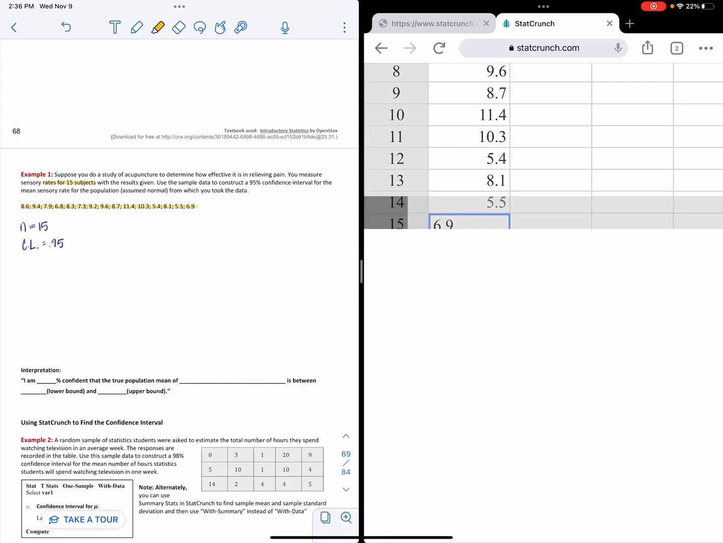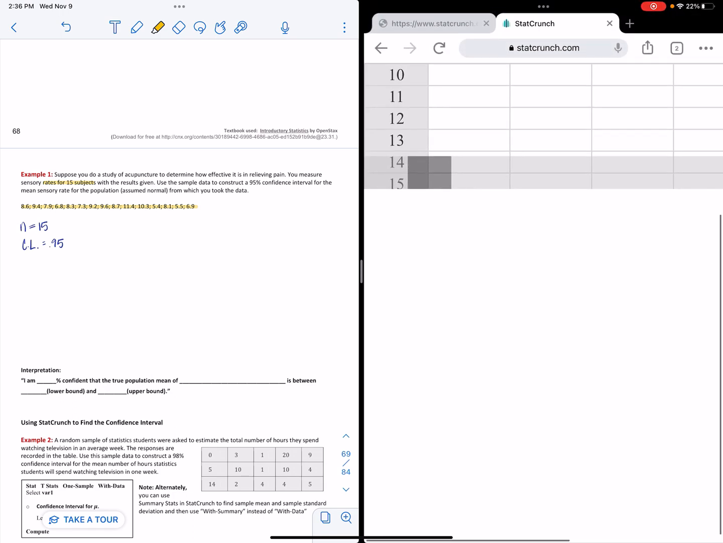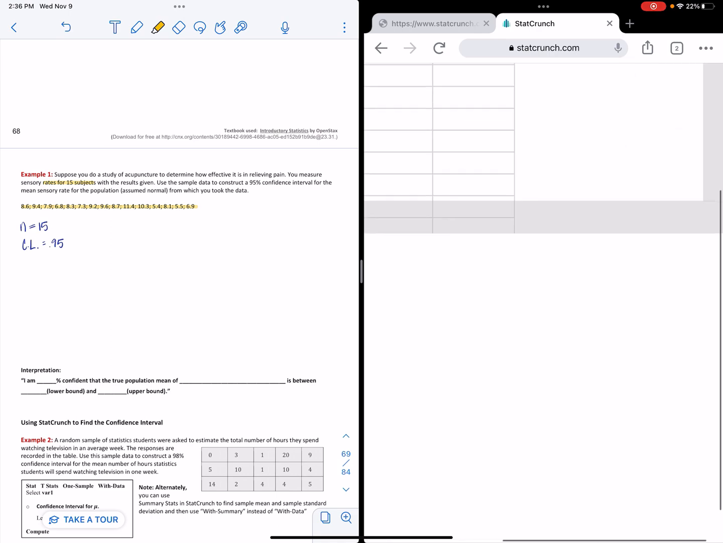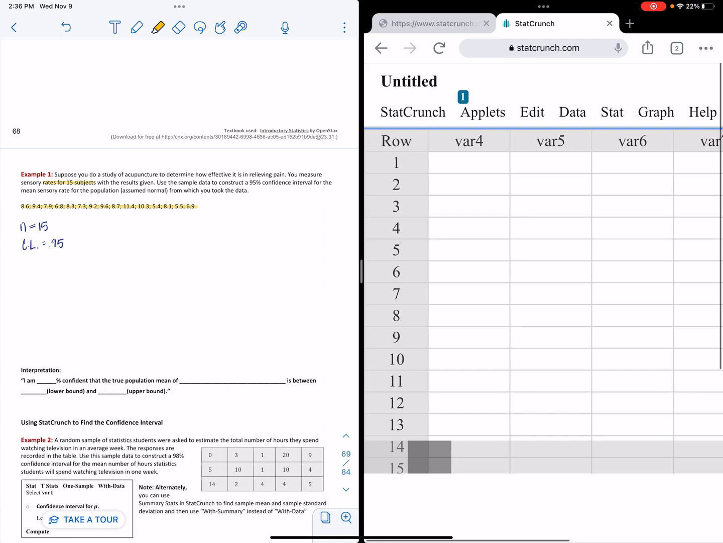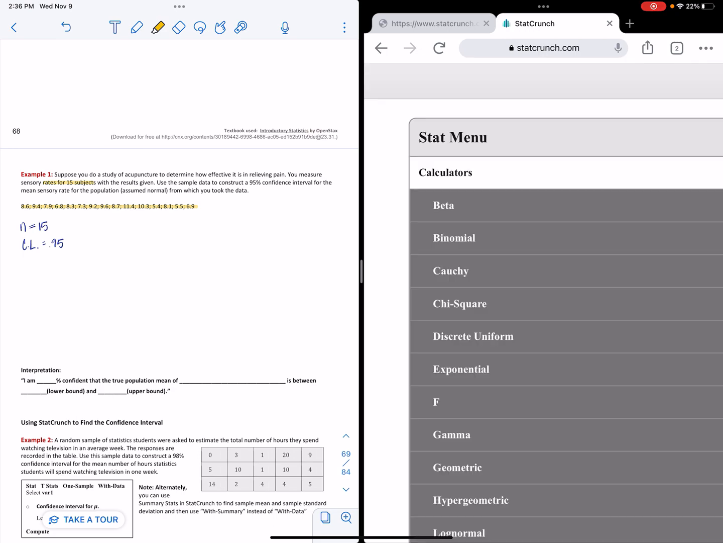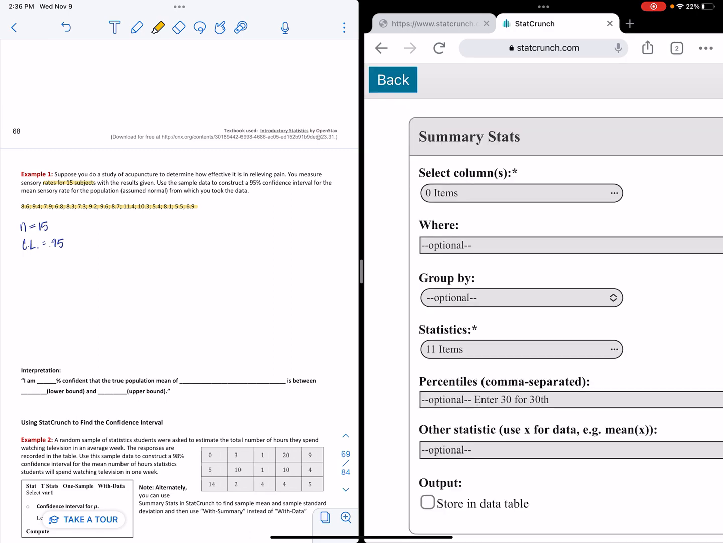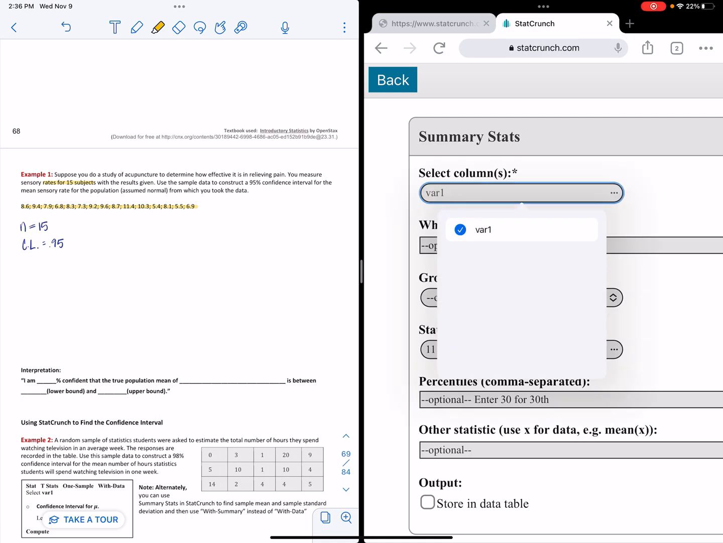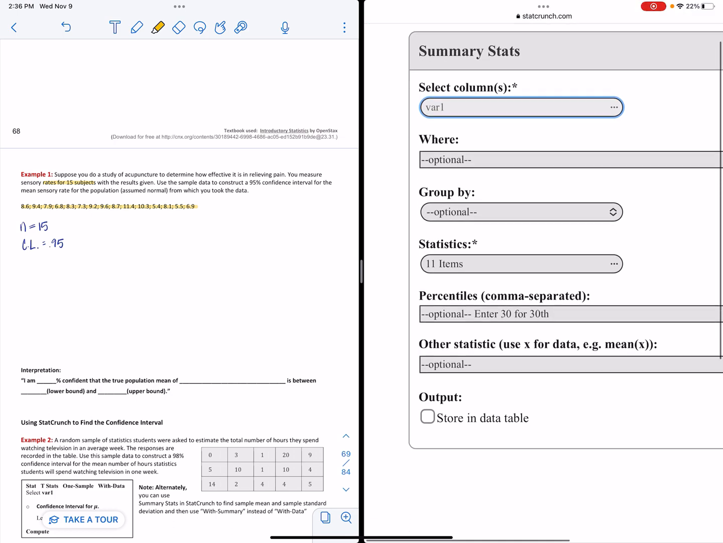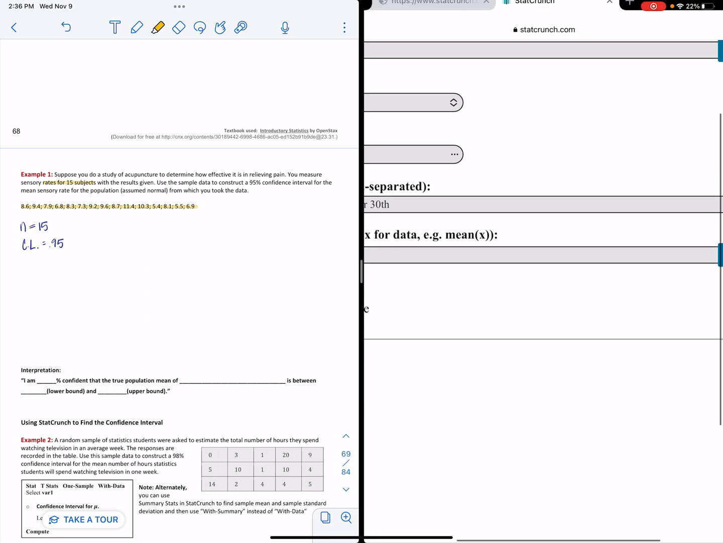So this is a little bit of a blast from your past. And it appears that StatCrunch may have given up the ghost. There we go. Where'd my data go? There it is. So I am going to go to Stat, and I want to calculate the summary statistics in columns. I used the first column. I have to find my compute button.